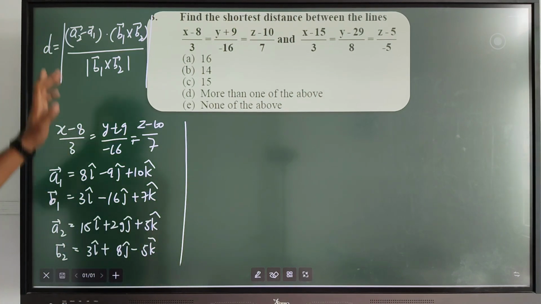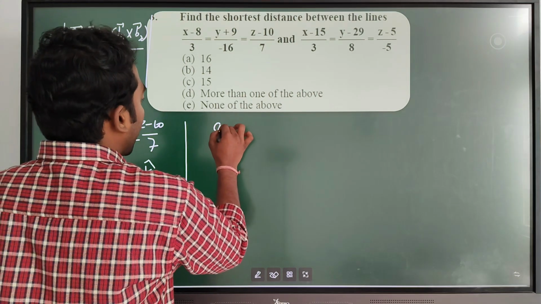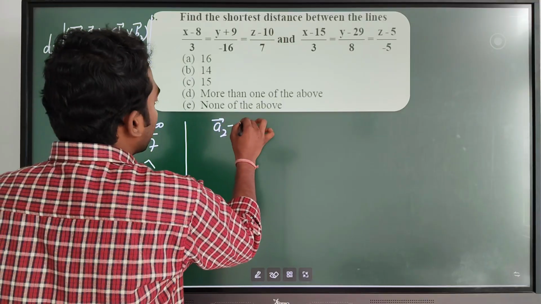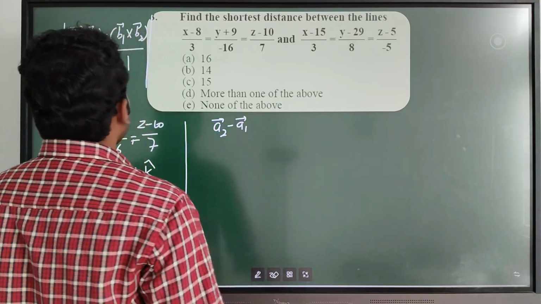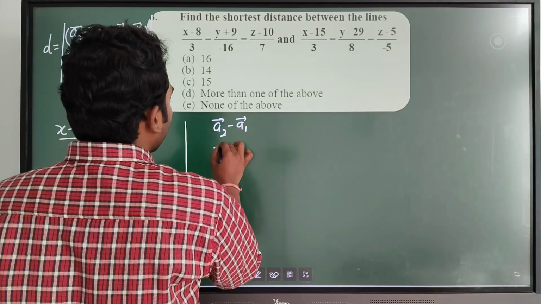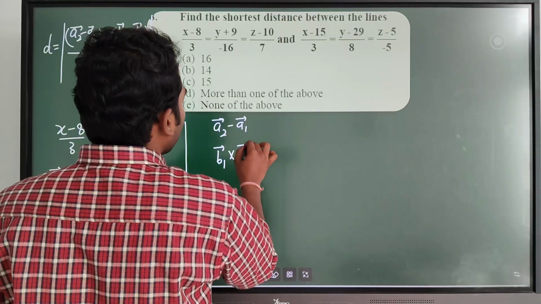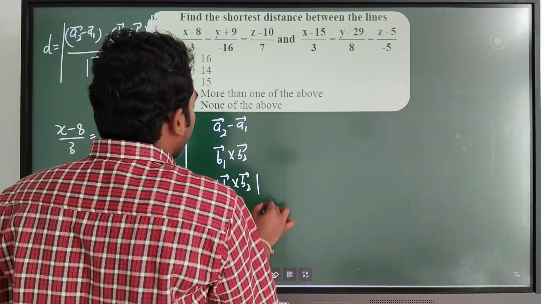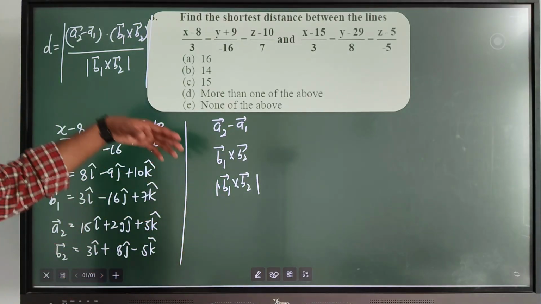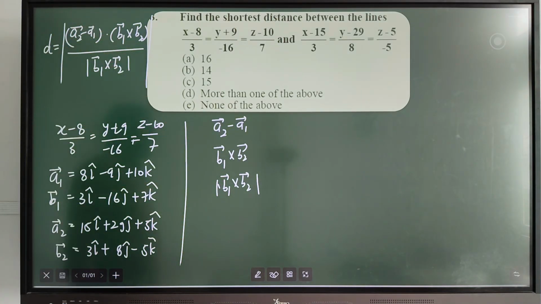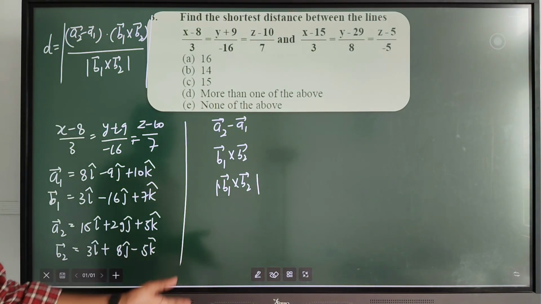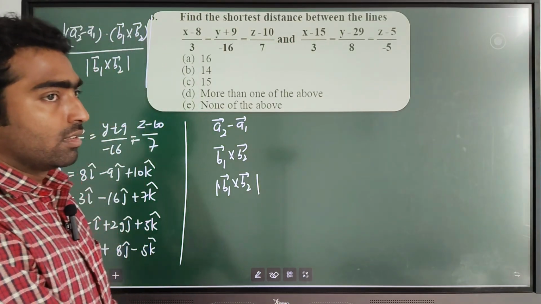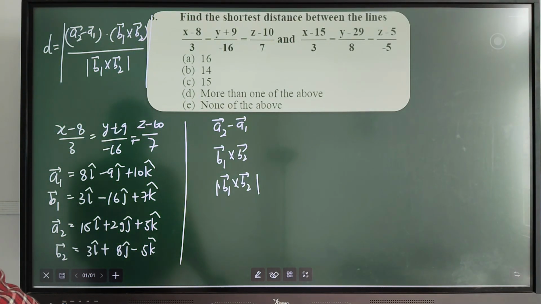So first we have to find vector A2 minus vector A1, and B1 cross B2, and the mod of B1 cross B2. After finding all these values, you put them into the formula and you will get the answer. So you can solve this question by yourself. Okay, now we are moving to the next question.